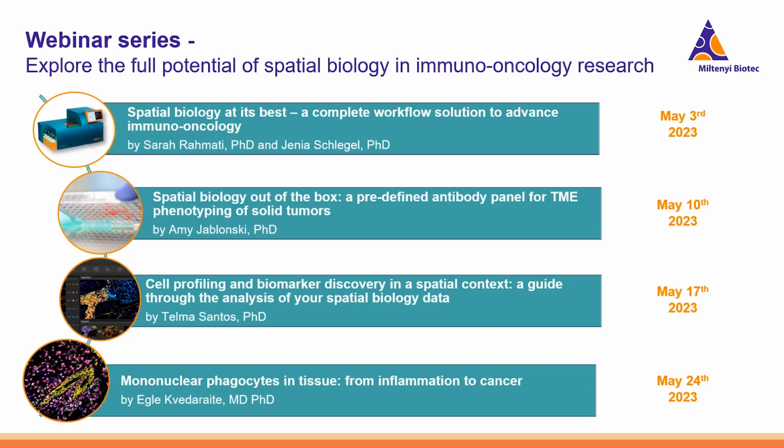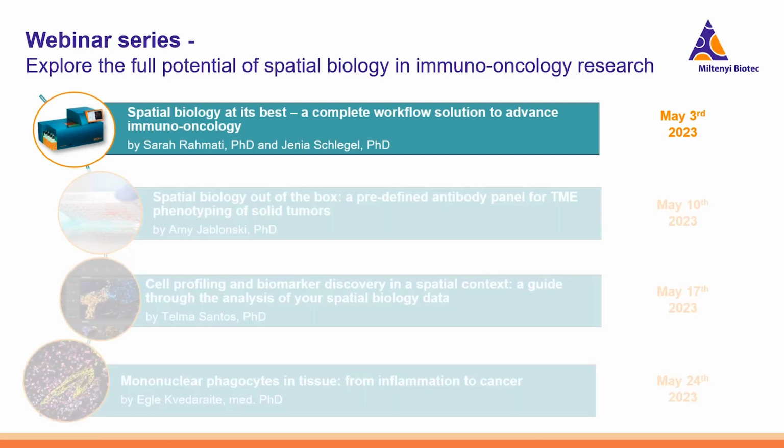We will close our webinar series on the 24th of May with Egle Quadreite, who will talk about mononuclear phagocytes in tissue from inflammation to cancer. And she will present very new data and exciting new research about how myeloid cells play an important role in our immune system. Okay, after this introduction, I would now start with our webinar Spatial Biology at its best.